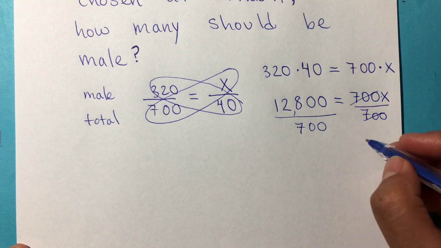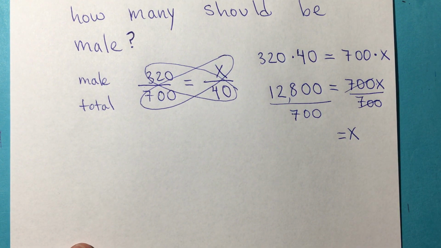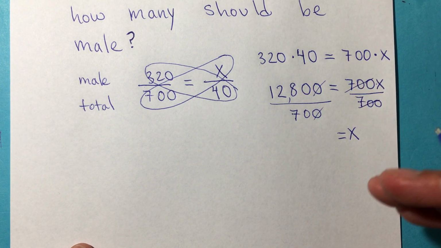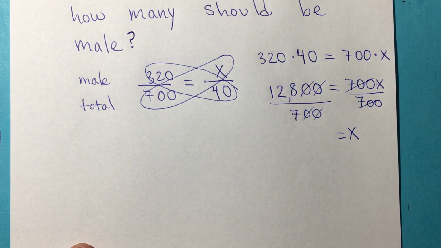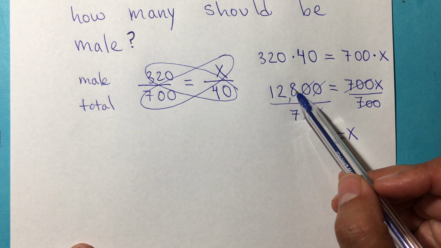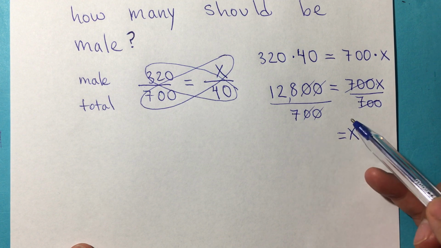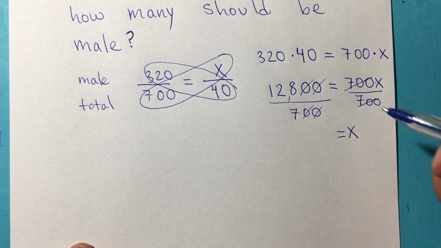This cancels, and x is equal to, again, another trick we already learned. We can cancel one 0 for every 0 in the numerator and denominator, in division, right? Another 0 with another 0. And so it's a lot easier to just deal with 128 divided by 7 than 12,800 divided by 700. Again, you can cancel only in division.